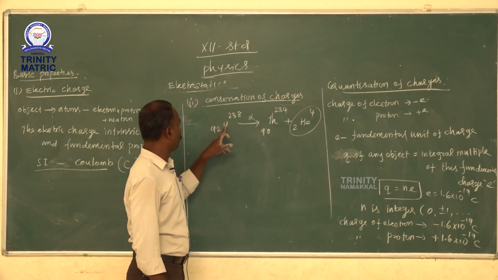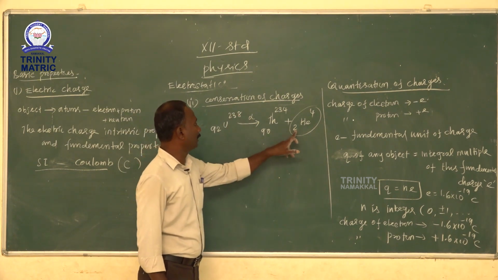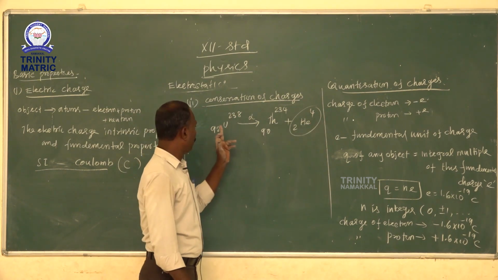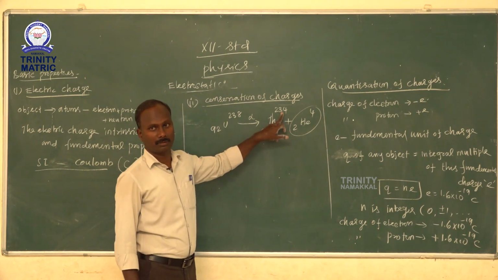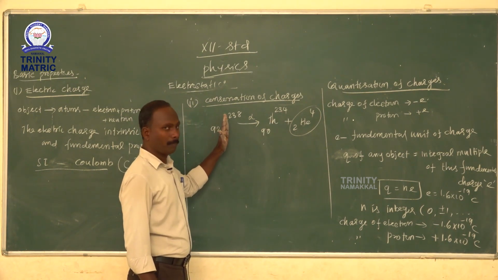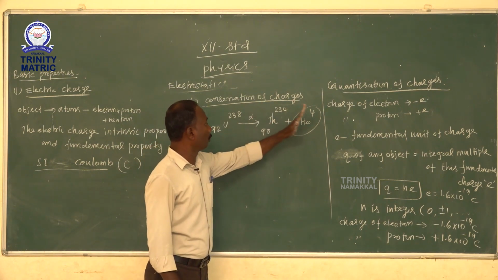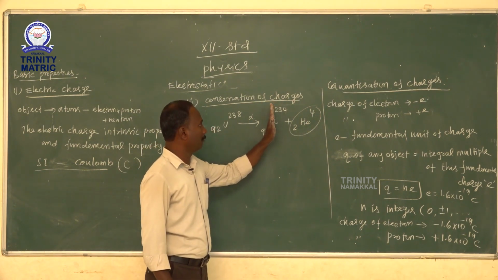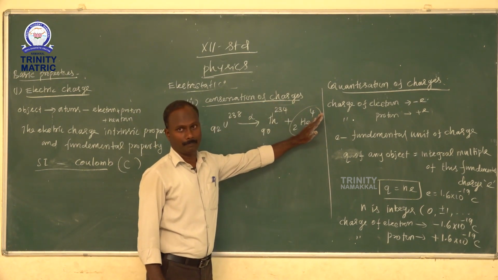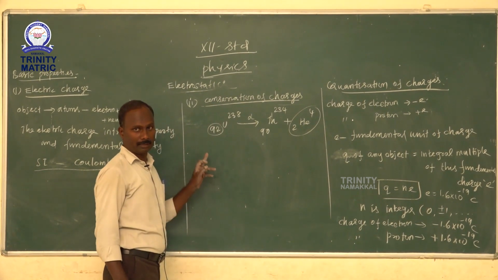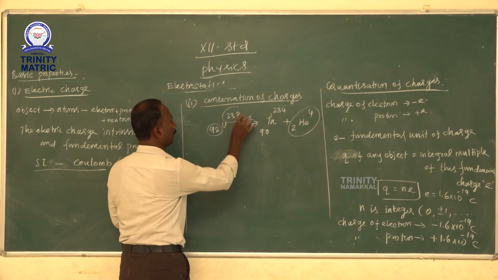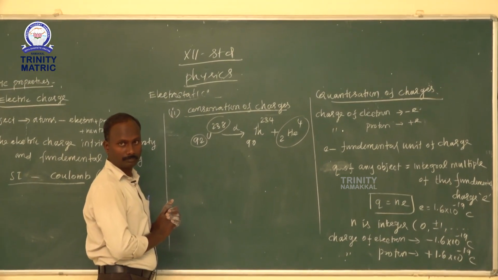So the uranium-238 (atomic number 92) emitting the alpha particle will be converted into thorium-234 (atomic number 90). So the uranium divided into two objects: one is a thorium, another one is a helium. Here 92 is the atomic number, 238 is the mass number.